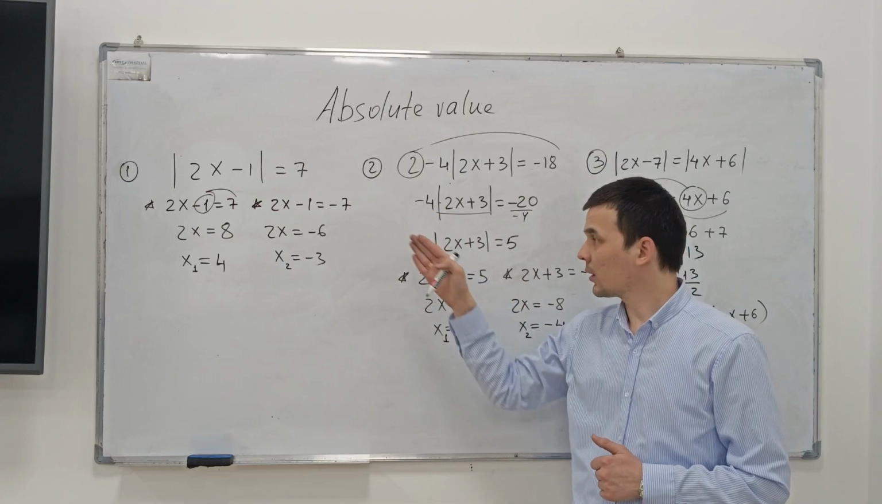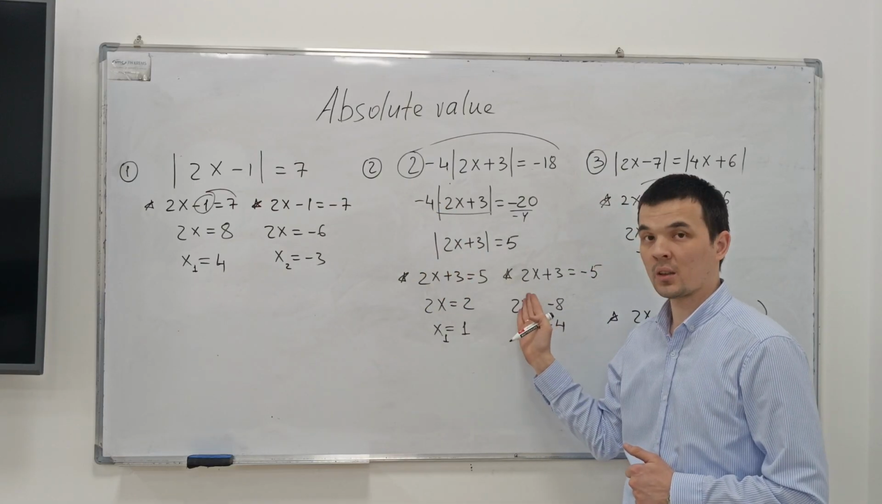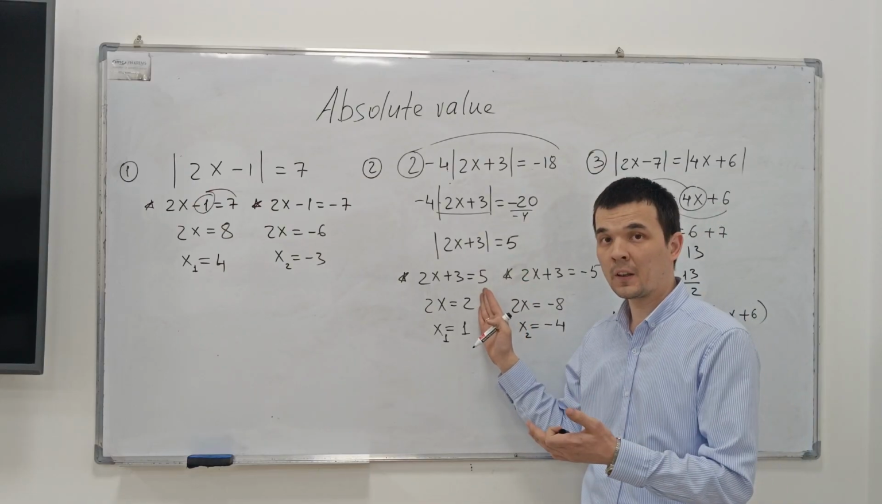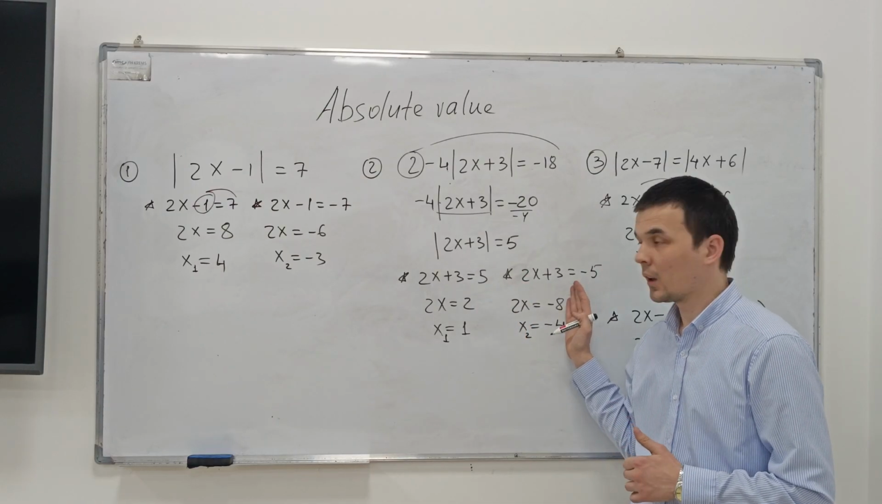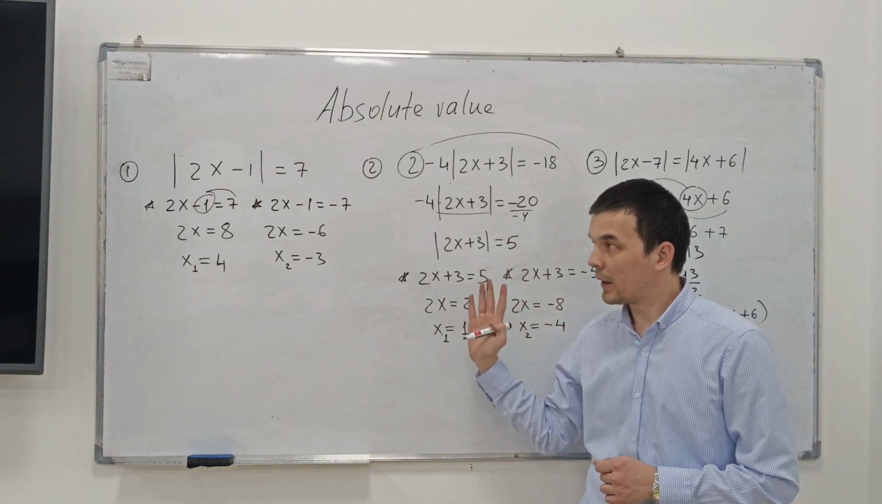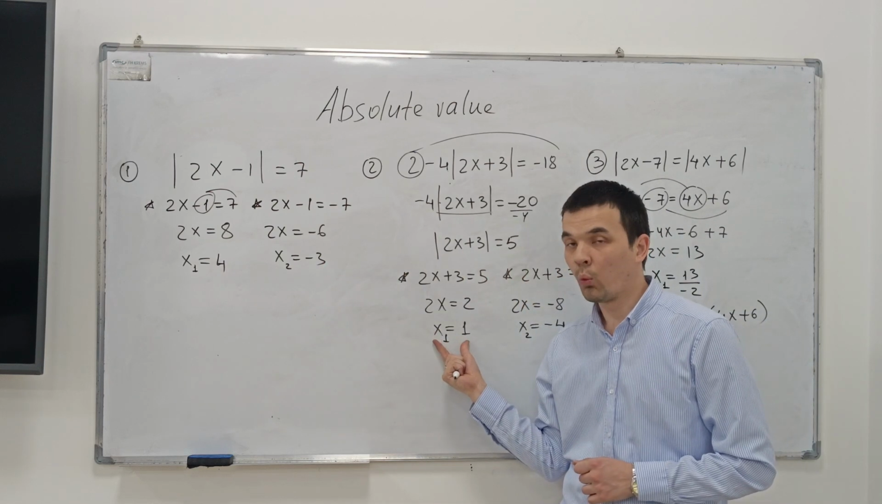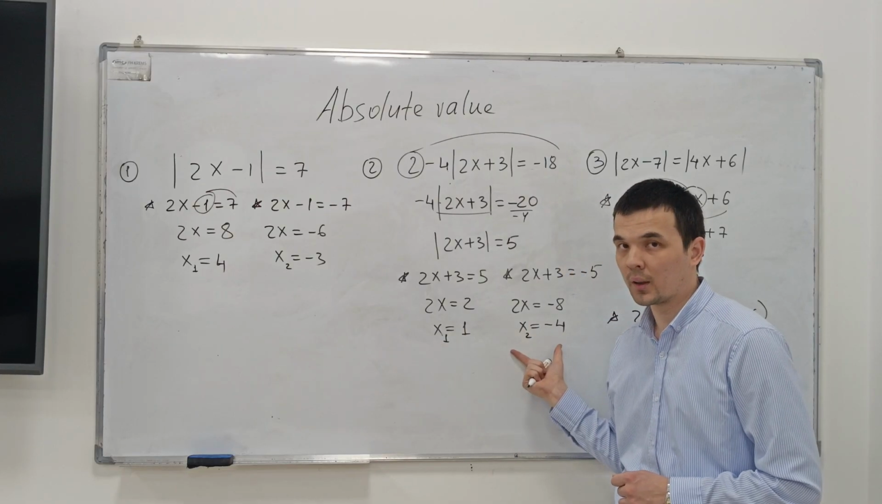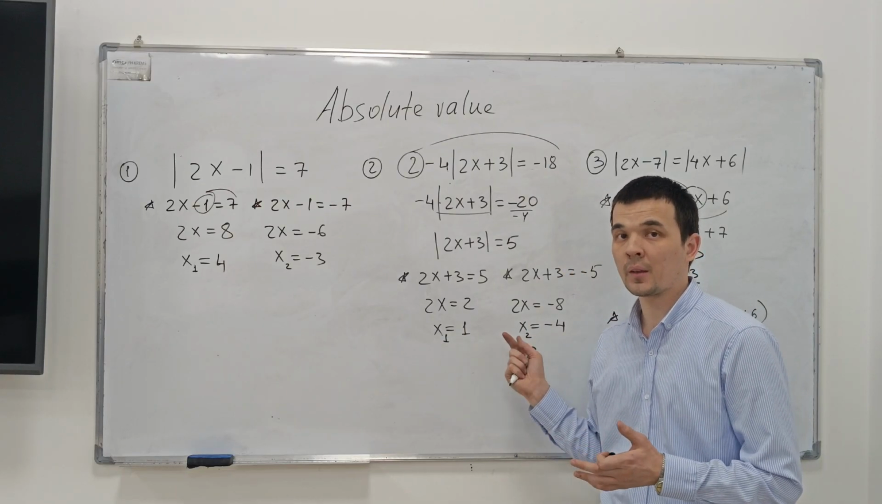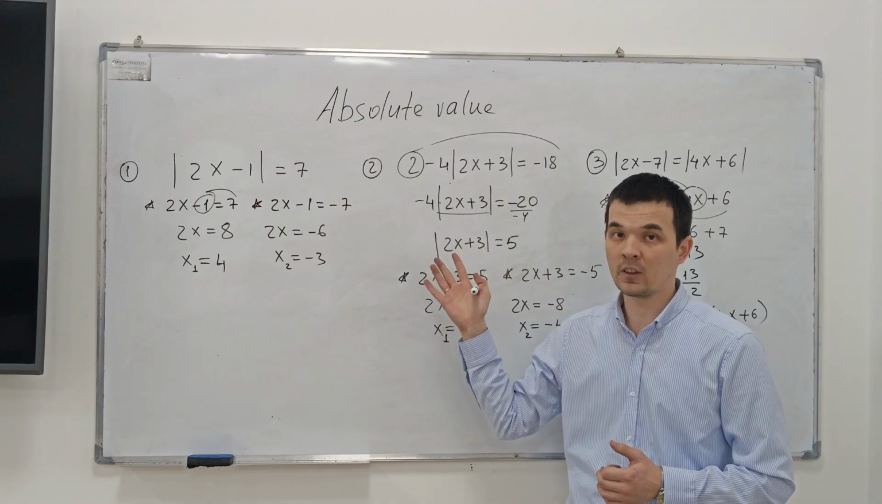Like the first question, it will leave us with two equations, one with positive 5, the second with negative 5. You have to solve them like I showed you in the previous question, and our final answer is 1 and minus 4. Both of them are possible answers for the equation given here.